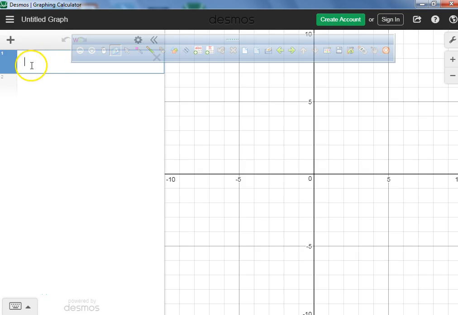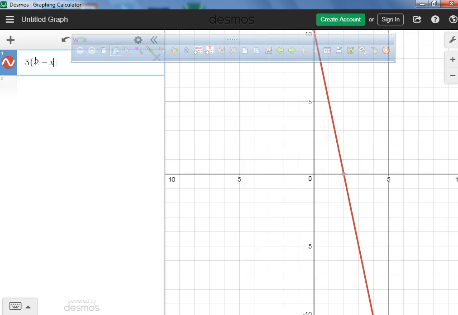All right, help me out here. What was the original problem? What should I type in right here? What do we start out with? It's 5, parentheses, 2 minus x, close parentheses. And then what do we have after that? Less than. Ooh, less than symbol.